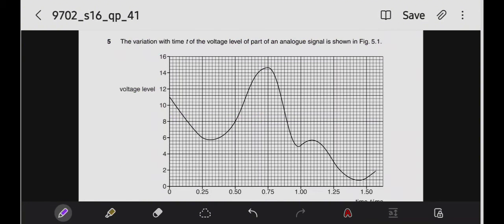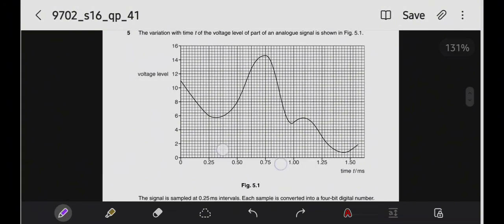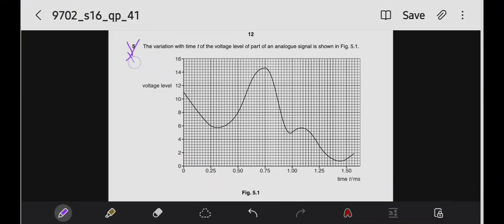Question number 5. The variation with time t of the voltage level. Okay, so this question is actually not part of the A-level physics syllabus now, so we're going to skip this.